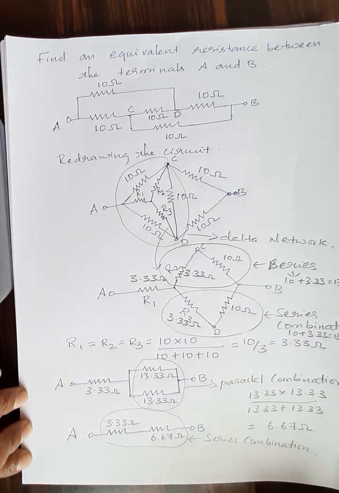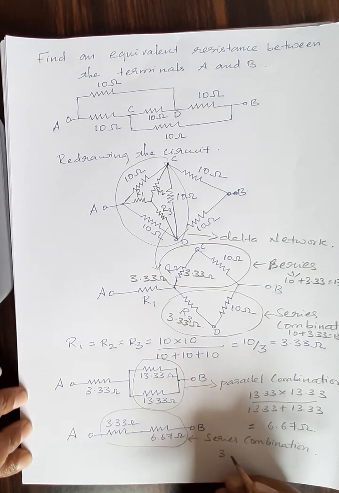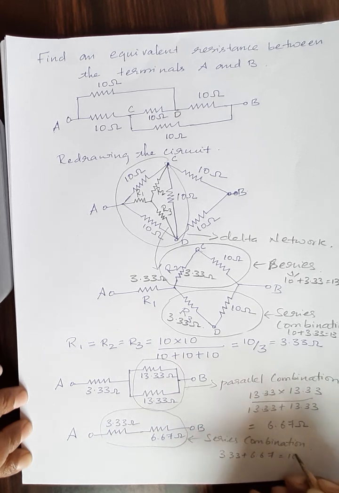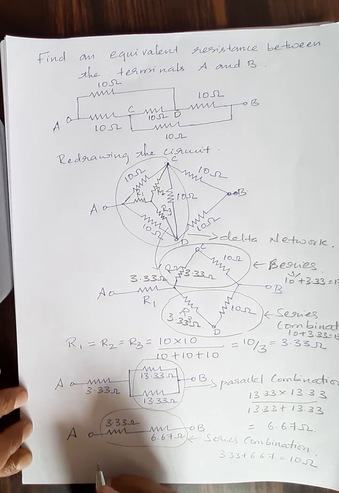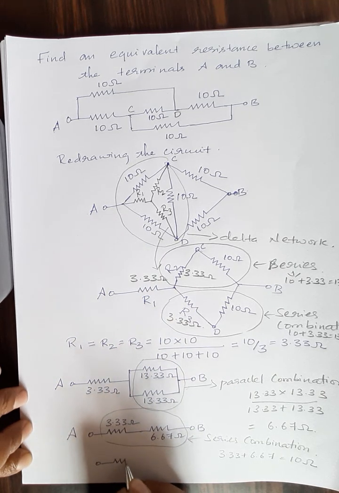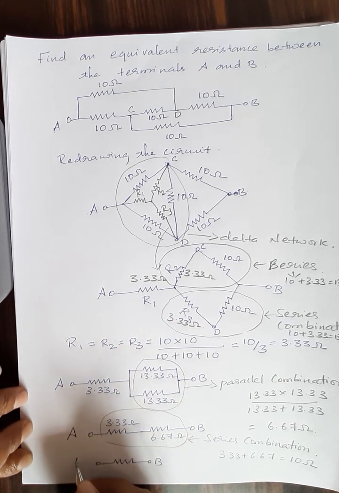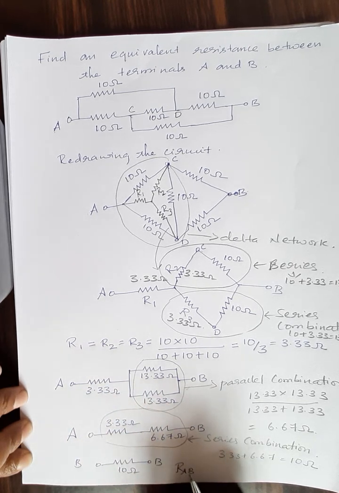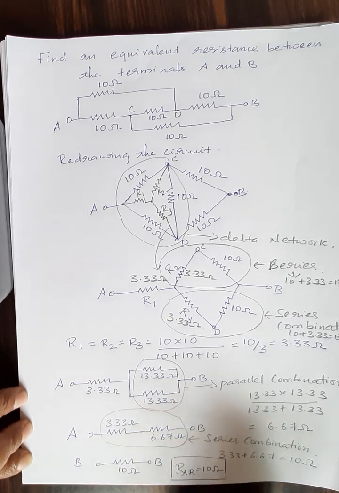Add both the resistances. You will get 3.33 plus 6.67, which is equal to 10 ohm. So resistance across the terminals A and B is now 10 ohms, or RAB, which is equal to 10 ohms. This is the answer.